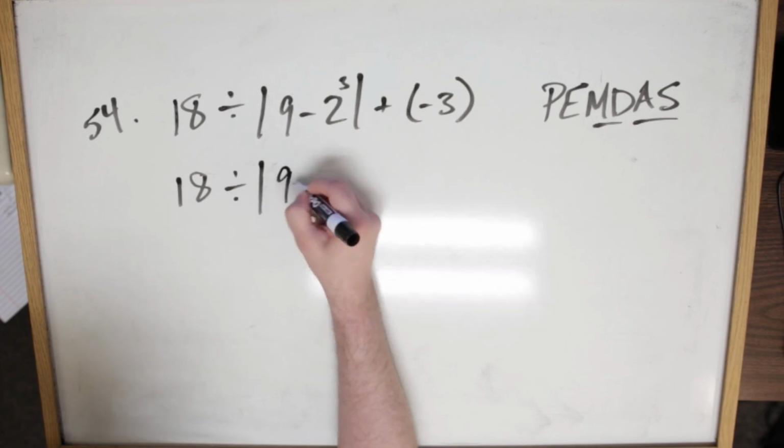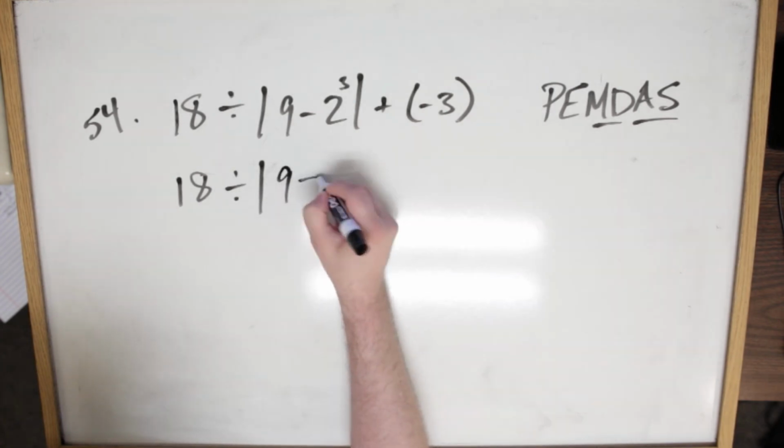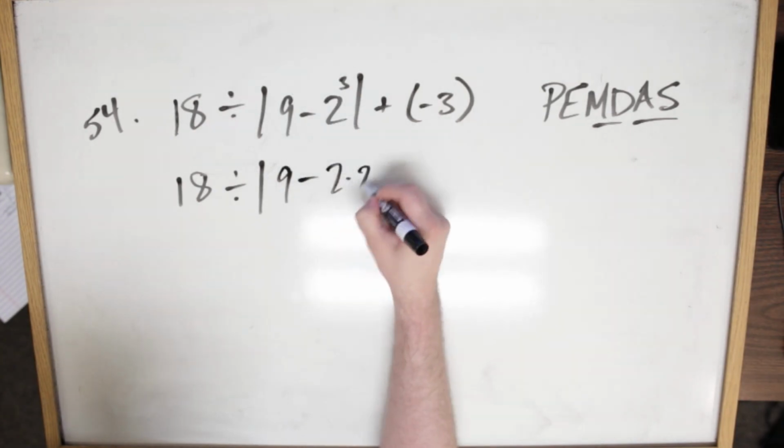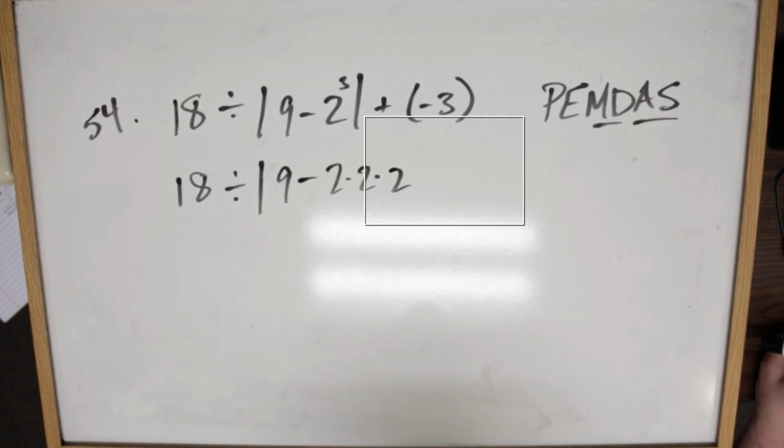So 9 minus 2 times 2 times 2, and there goes my camera. I knew it was going to turn off. It's got this weird timer on it. I'm not sure why, but hey. All right, there we go.